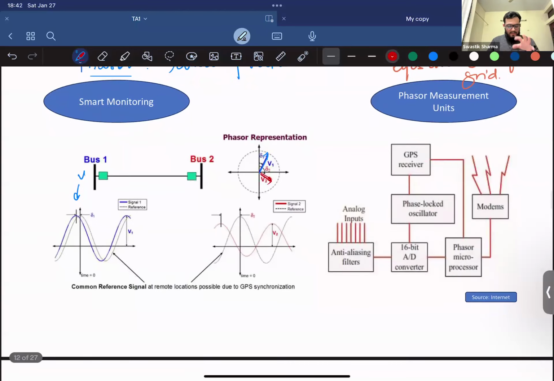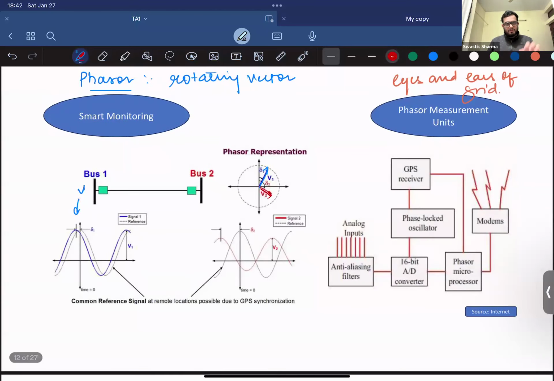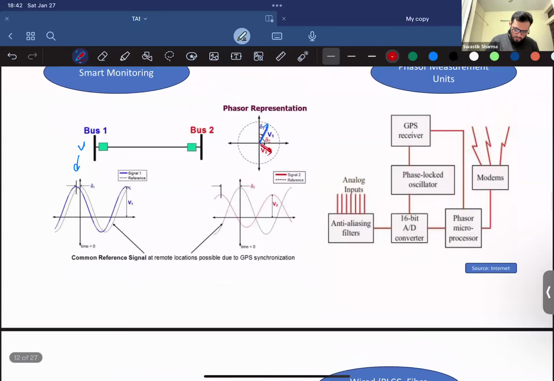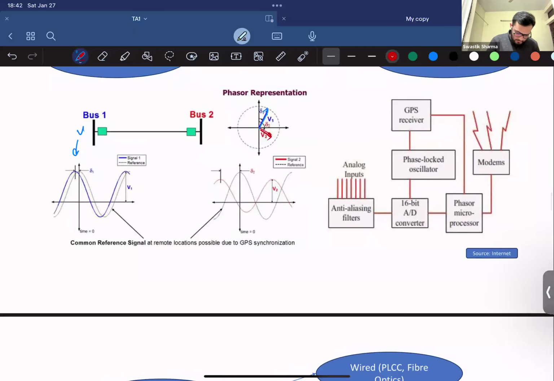The phasor measurement units are used to measure these phasor representations of quantities only, be it voltage or current. So how do they do that? They have four main functions. One is signal acquisition.